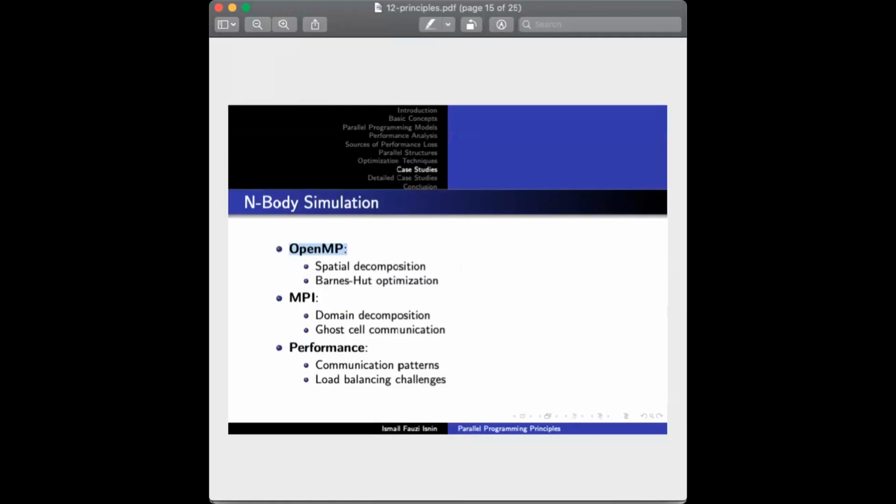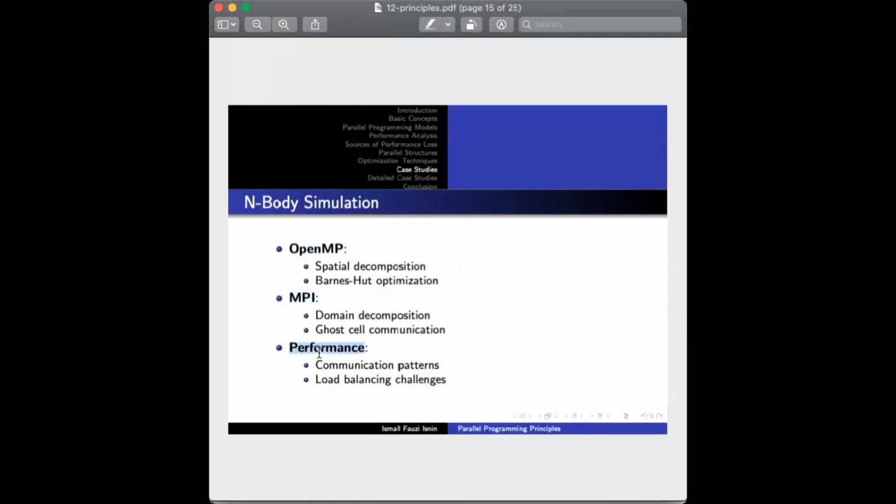And then for the MPI, we manage spatial distribution globally. We implement physical domain decomposition, I mean, carving space into regions and utilizing a ghost cell communication pattern to exchange boundary data between nodes or cores. Yeah. All right.